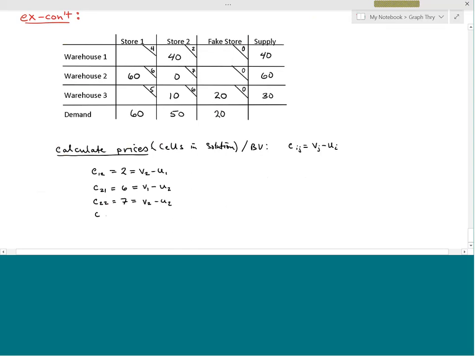We also have in our solution right now 32. The cost for that one is 6, and this is V2 minus U3. And lastly, we have C33, and that is a cost of 0, and we have V3 minus U3.